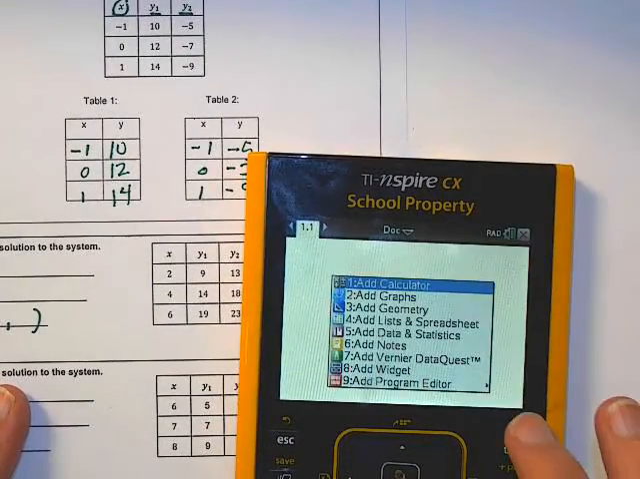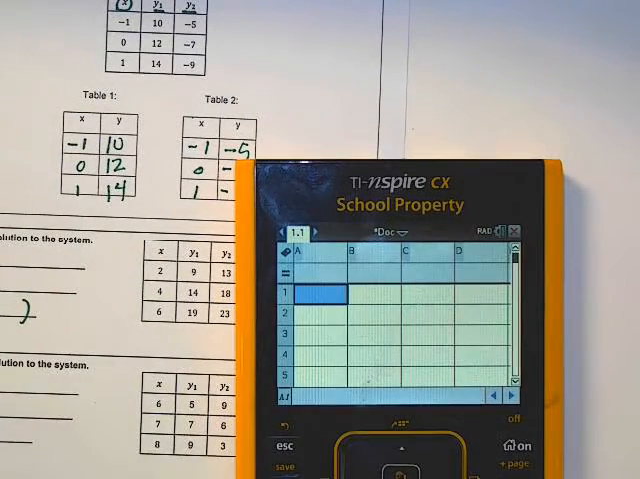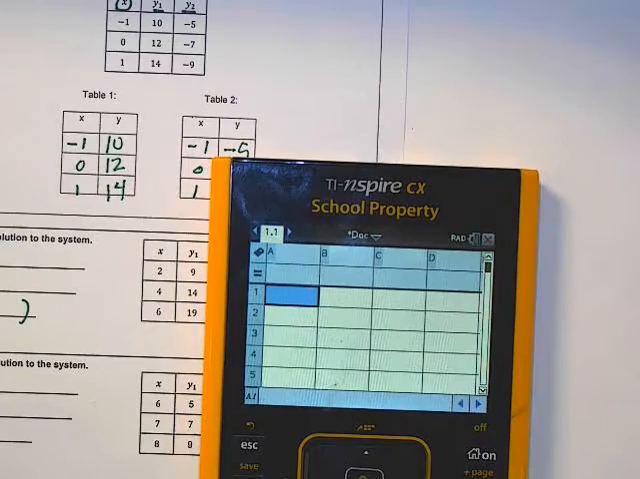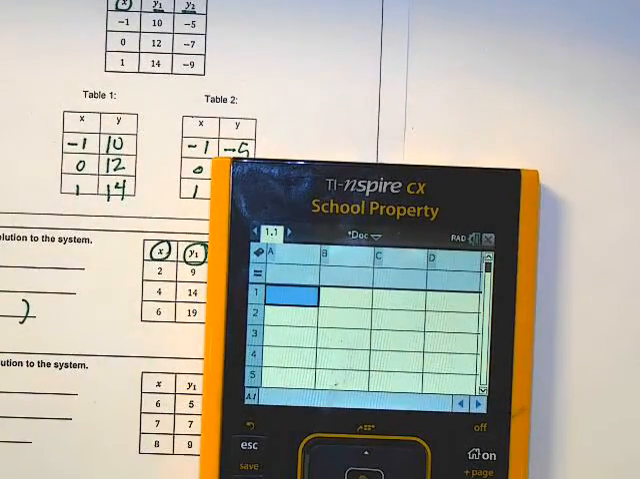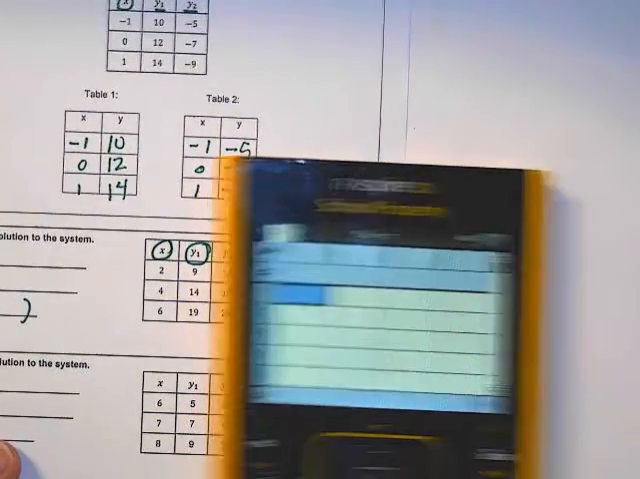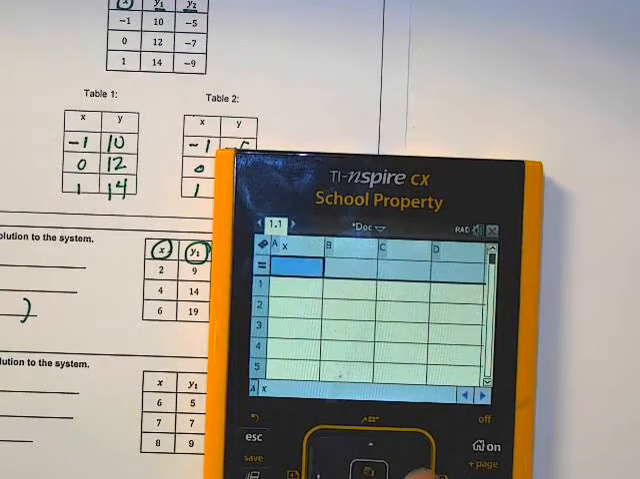So number 4. We're going to do one table at a time. I'm going to start with the x's and the y1s. That's all I'm worried about right now. I'll worry about the y2s in a minute. So label your x and y column. 2, 4, 6 are the x's. 9, 14, 19 are the y's. So we're doing one table at a time.